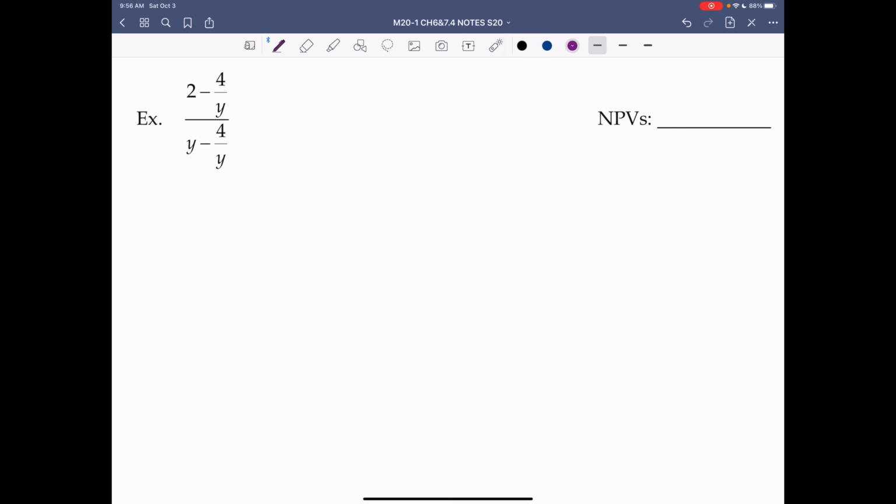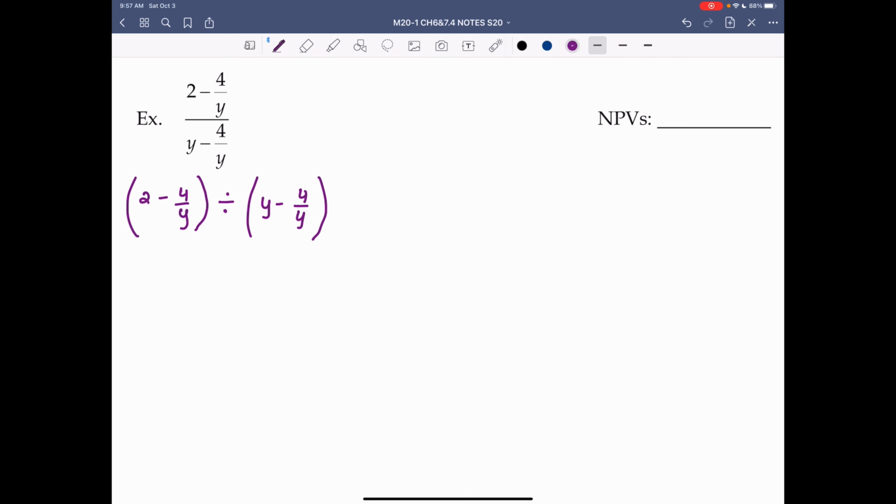Last example looks a little different but challenging. We have 2 minus 4 over y, all over y minus 4 over y. So let's write that as division instead of in a fraction. 2 minus 4 over y in brackets, divided by brackets y minus 4 over y.